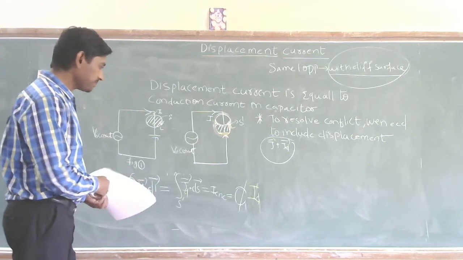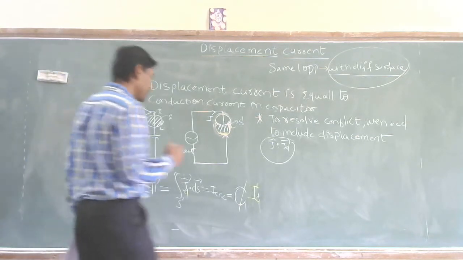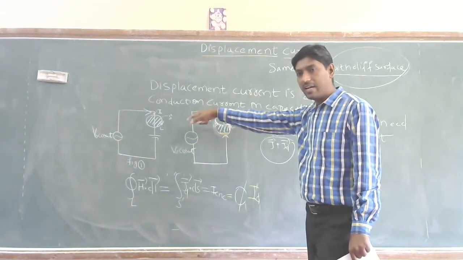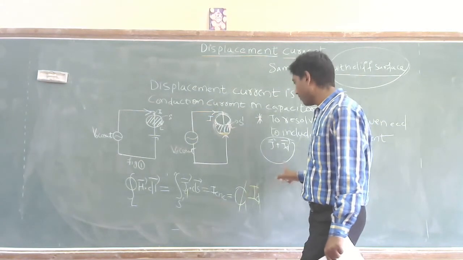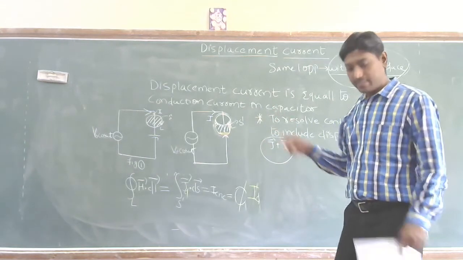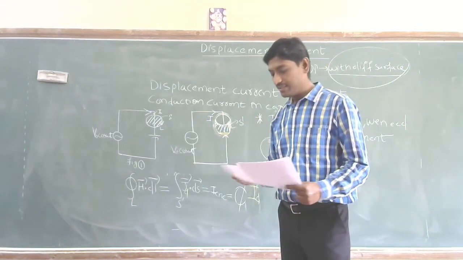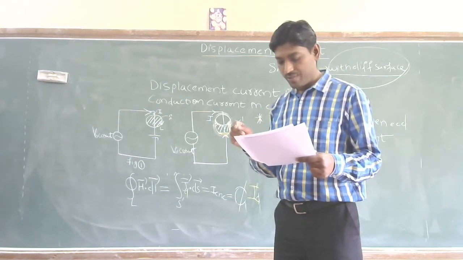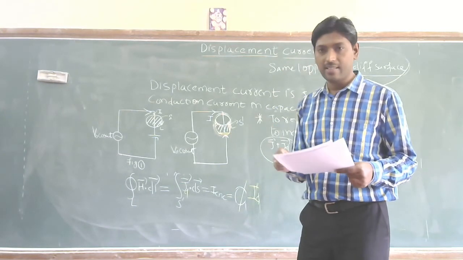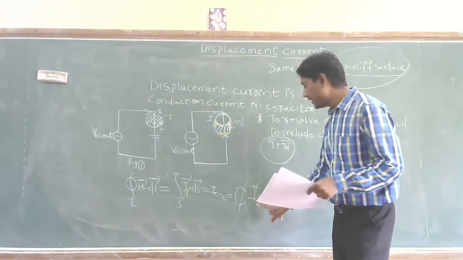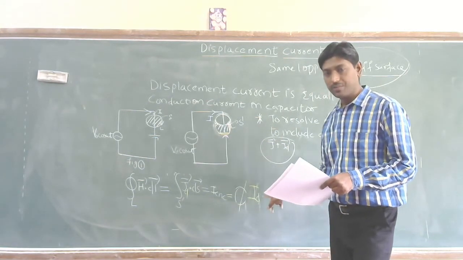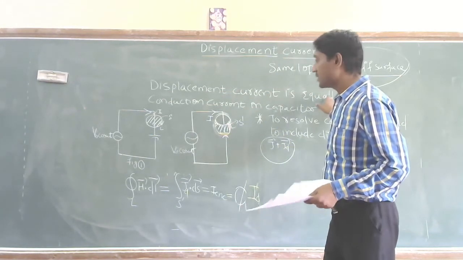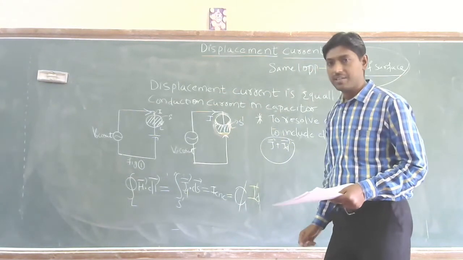Yeah. So now what I need to show is that this ID is the same as the I, which we have just shown is equal to minus V naught omega epsilon A by d sine omega t. If I show that this ID is equal to this much, then we can really say that the displacement current is equal to the conduction current.